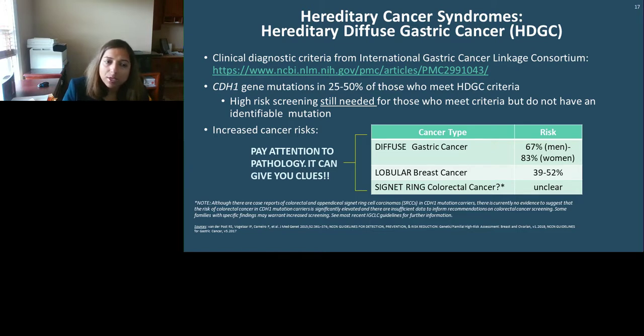HDGC, or hereditary diffuse gastric cancer, is noted to have a CDH1 mutation in about 25 to 50% of patients who suffer from hereditary diffuse gastric cancer. If a CDH1 gene mutation is identified, you can have other cancers seen in those patients as well, such as lobular breast cancer or potentially signet ring colorectal cancers. And so looking at the actual pathology report, looking at what exact cancer was seen and identified in the patient or the patient's family can give you clues to the things that you might find when you extend testing to that individual.